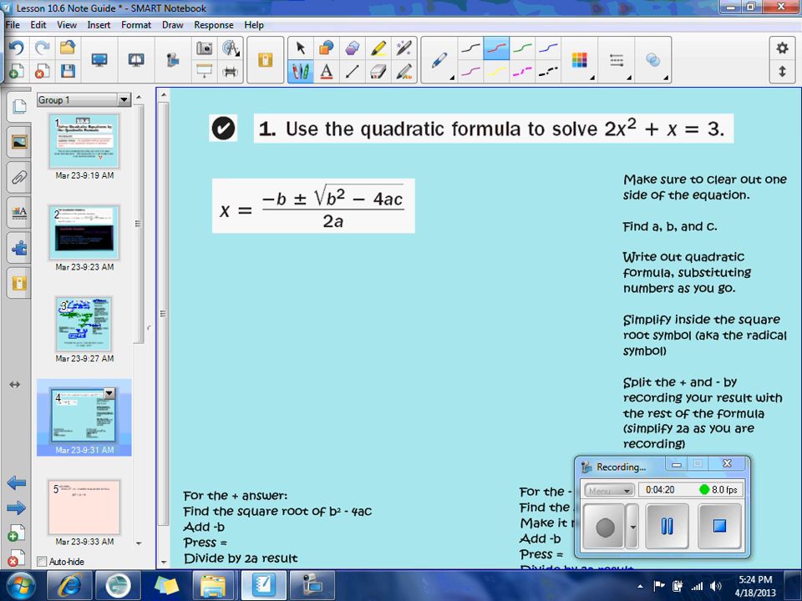Take a look at your equation. It's got to be in standard form. So I need this to be 2x squared plus x minus 3 set equal to 0. I know my a is 2, my b is technically 1, and my c is -3.